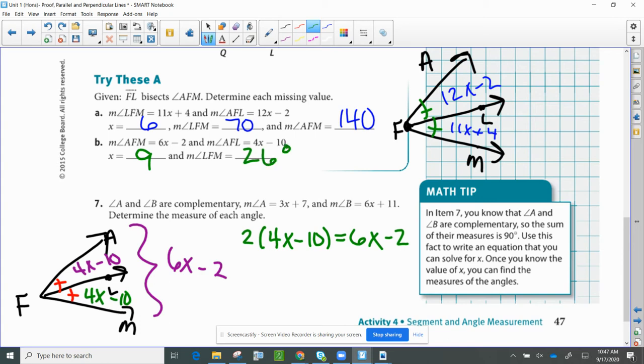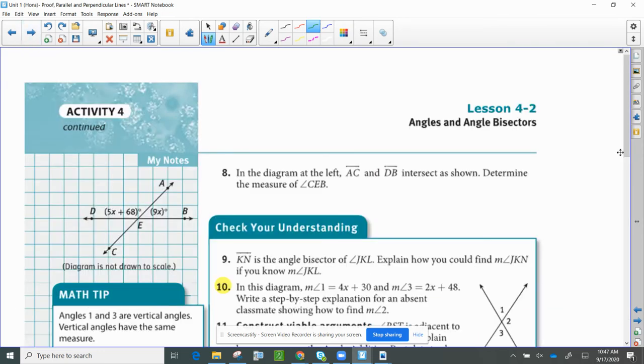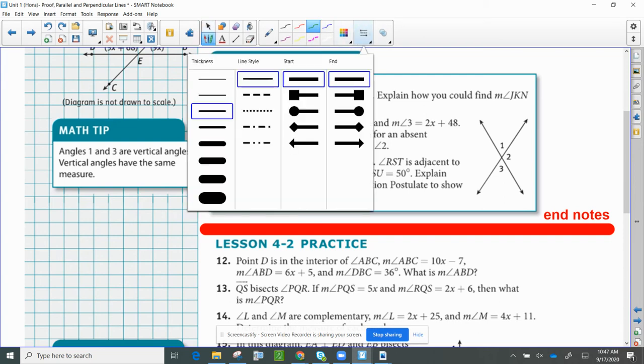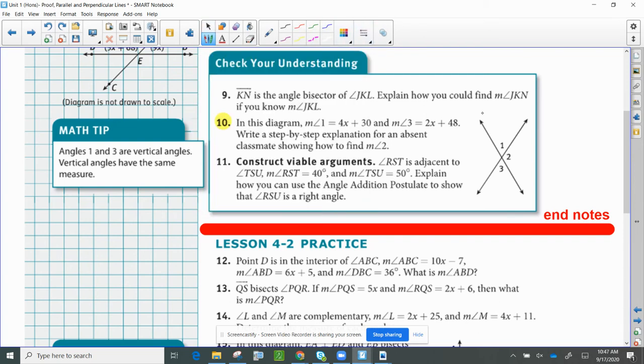Okay, all right, one last thing I want to touch on before I let you finish this video is question 10 from the Check Your Understanding. We're going to use the diagram here to the right. It says in this diagram, the measure of angle 1 is 4x plus 30. They already drew the diagram for us, that's great, so I'm just going to label it. And they said the measure of angle 3 is 2x plus 48.